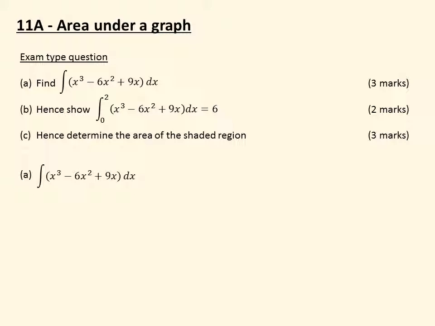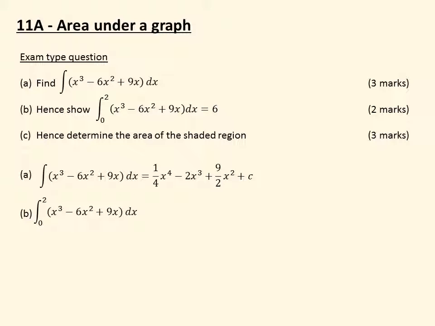Okay, part A. We just need to integrate. So again, we can integrate term by term. X cubed, integrate 6x squared, and 9x. Remember, this is an indefinite integral, meaning it's got no numbers on it, so we need to put plus c.